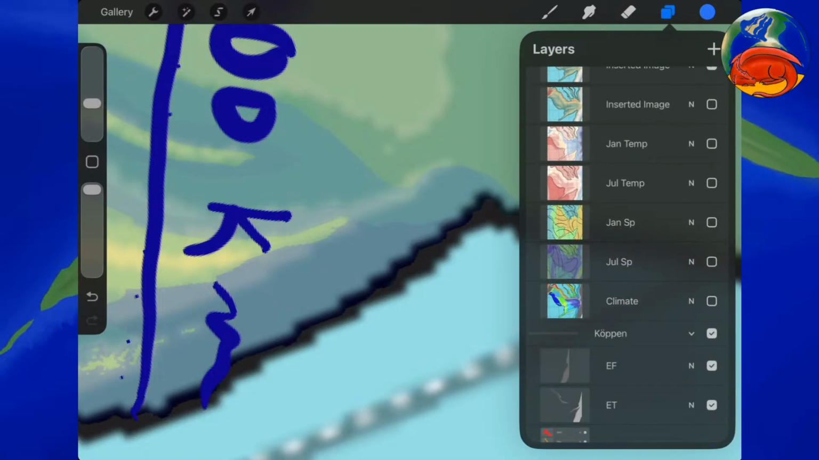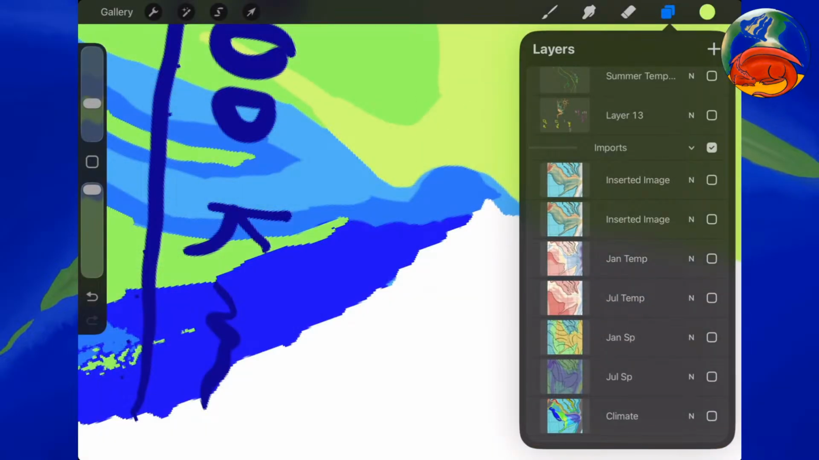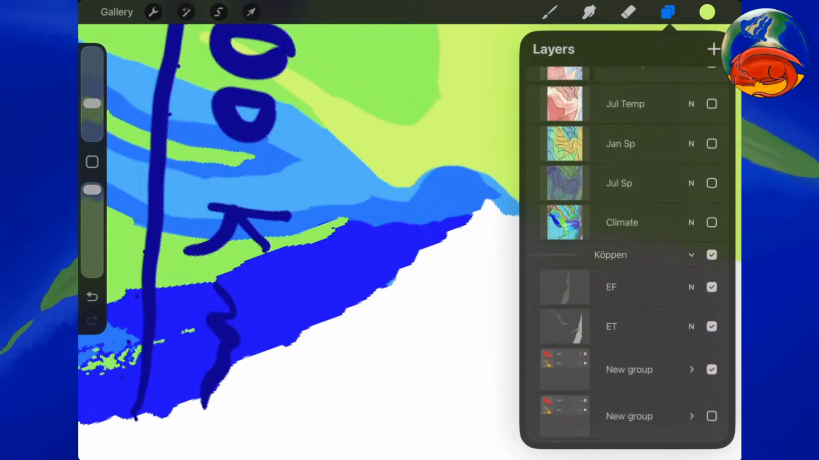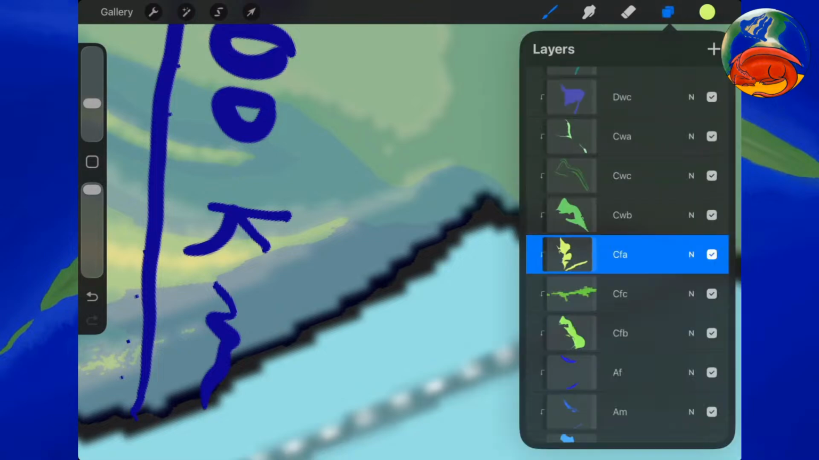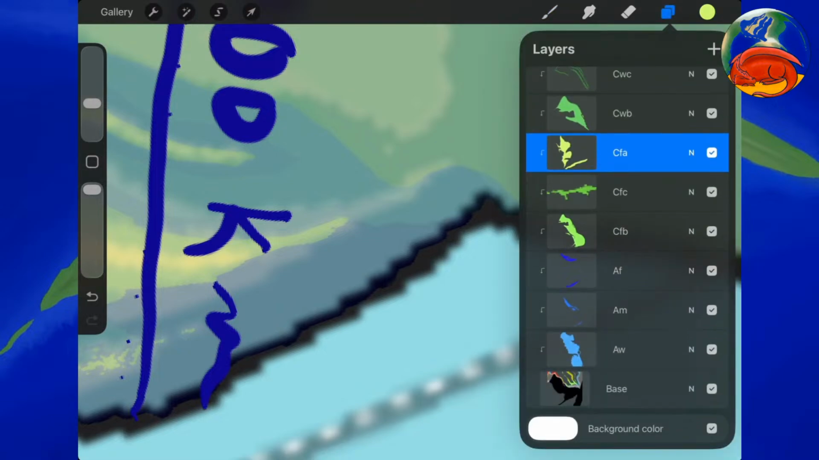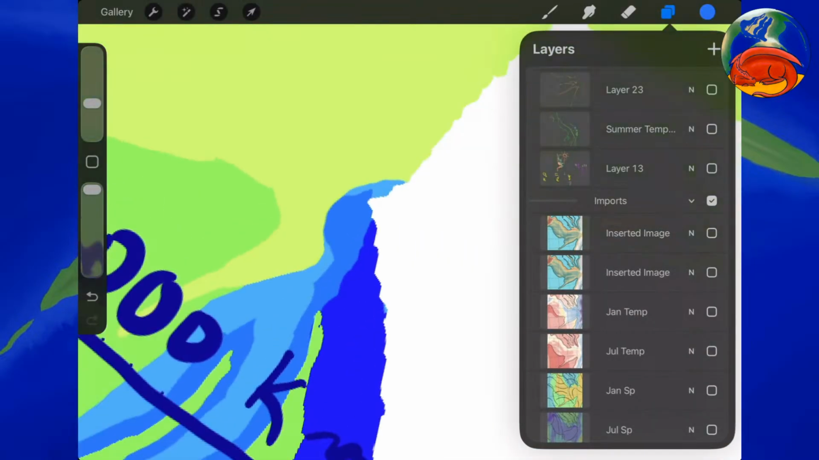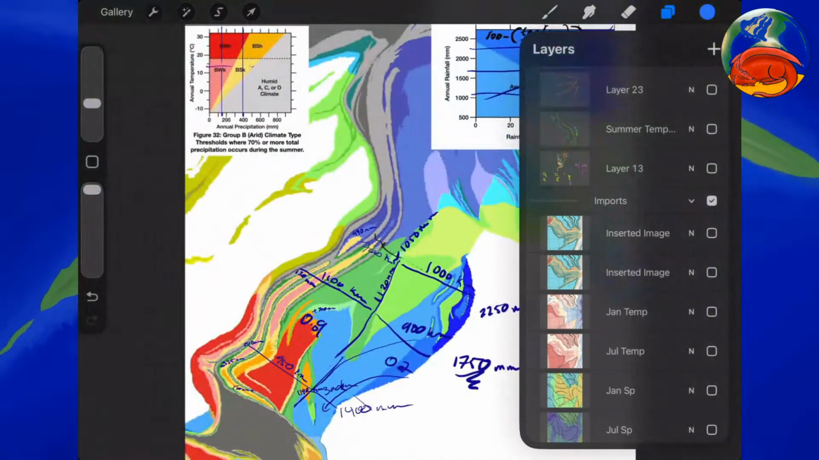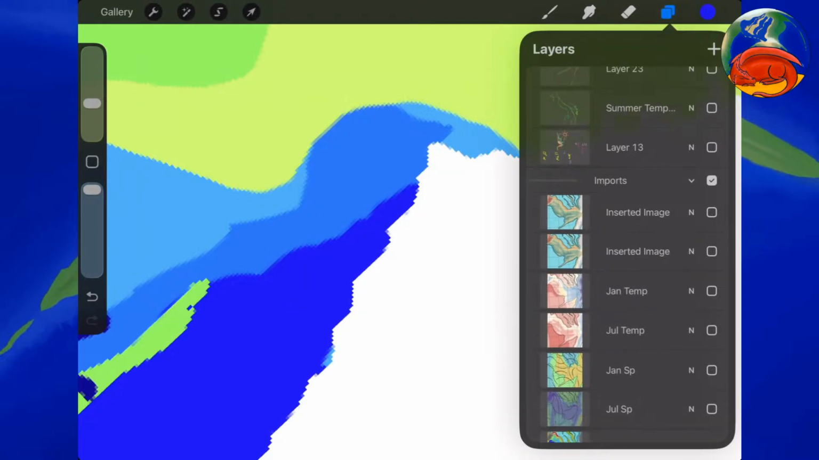Just want to get the curl right here. And it is CFA. It's good. We'll probably bring this up a little bit. We'll probably bring the AF into it a little bit as well.